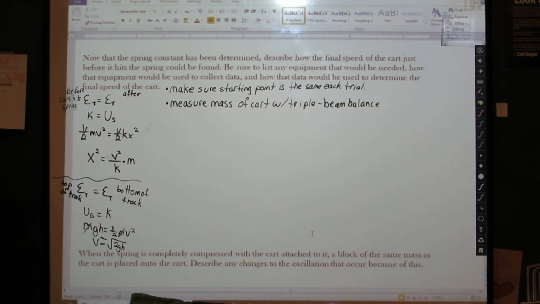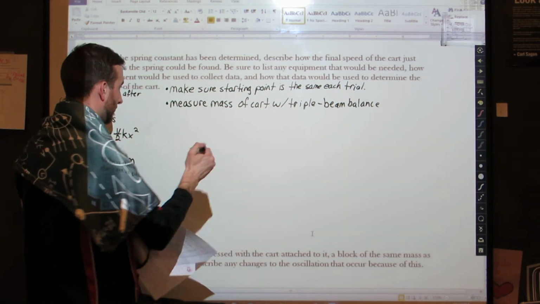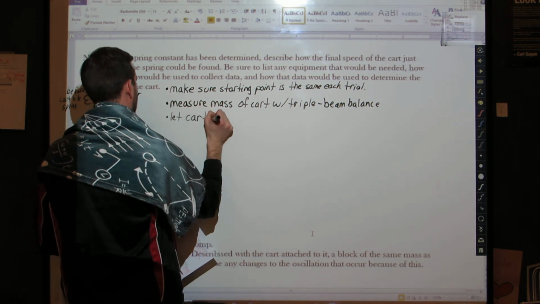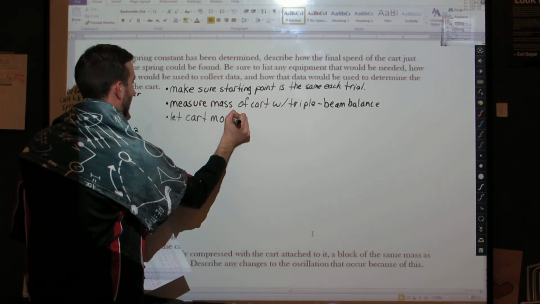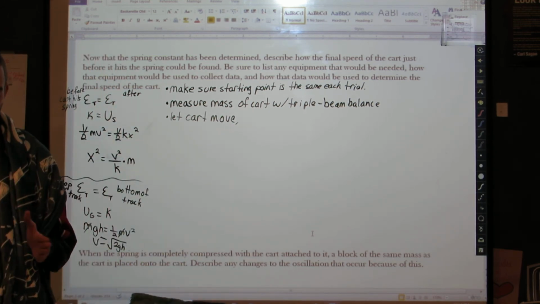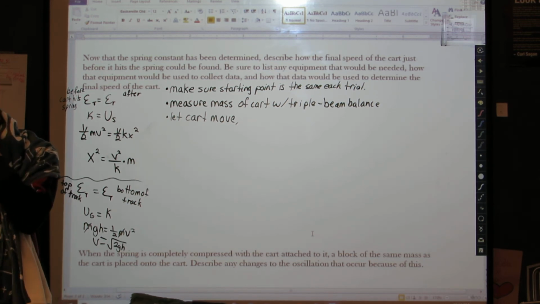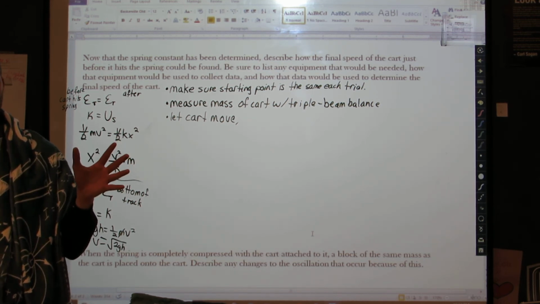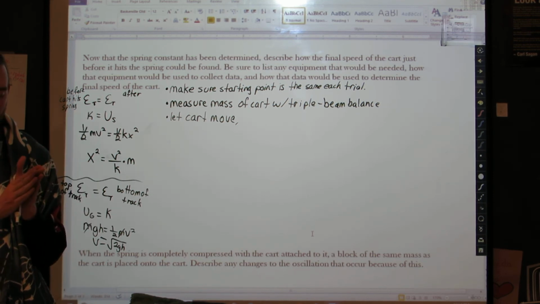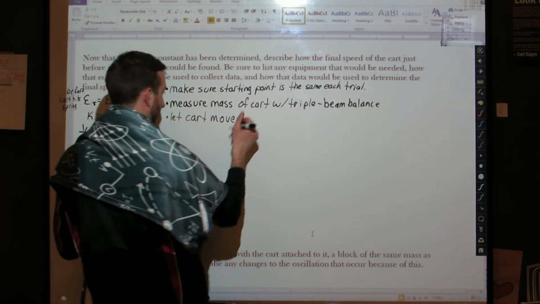Next, we let the cart go down the hill until it hits the spring. And then what do we do once it hits the spring? We look really, really carefully. We put a meter stick alongside the spring, maybe start the 0 right where the spring's end is, where the end of the spring is that's going to hit the cart. And then, as it compresses, measure how much it compresses. Let cart move.